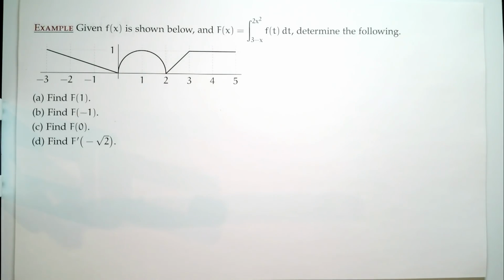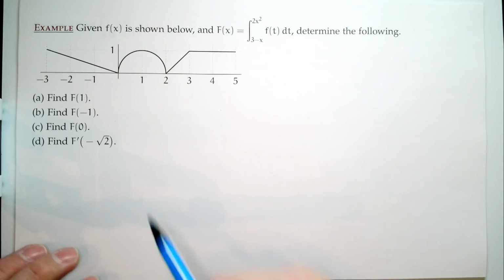Now this is a problem where the goal is to say, let's use the picture and knowledge about integrals to actually find it out. Because we don't have an explicit function, we could probably write one down, but that seems like work, and our goal is let's not try to do too much work. So let's see what A says.